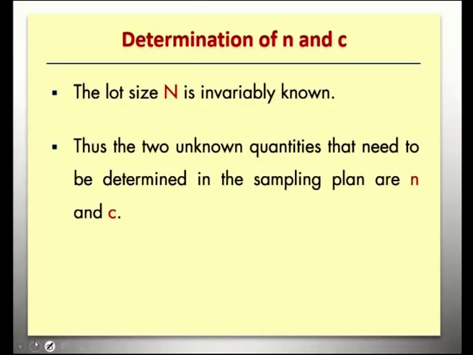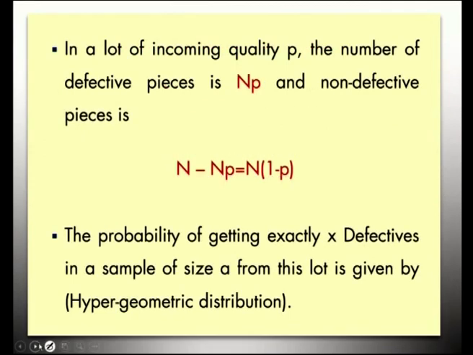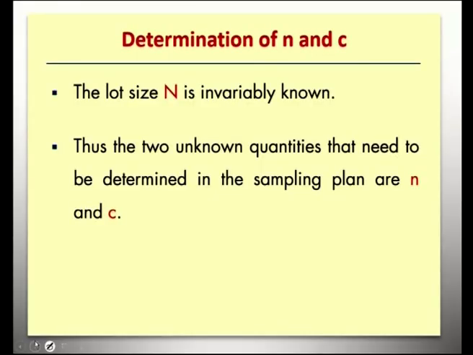First of all, the lot size capital N is invariably known. The two unknown quantities to be determined in the sampling plan are small n and c. In a lot of incoming quality P, the number of defective pieces is NP, isn't it? And non-defective pieces is capital N minus NP, which is written as N into 1 minus p.